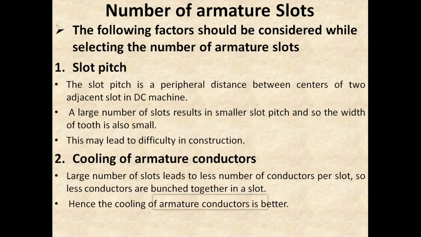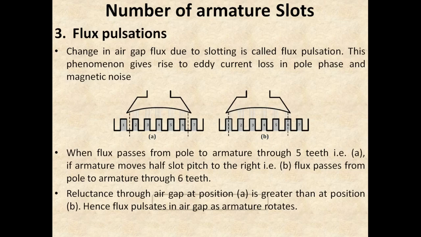achieved. The next important factor affecting the selection of the number of armature slots is the flux pulsations. Basically, flux pulsation is defined as the change in air gap flux due to the slotting. That is, due to the slotting, the air gap flux present at the slot won't be the same as the air gap flux present at the tooth. This change in air gap flux due to the effect of slotting is said to be flux pulsations.